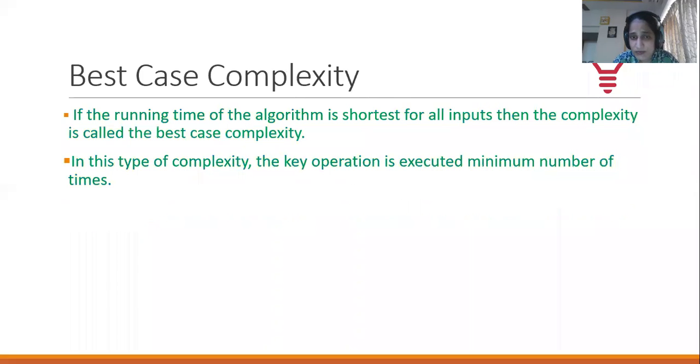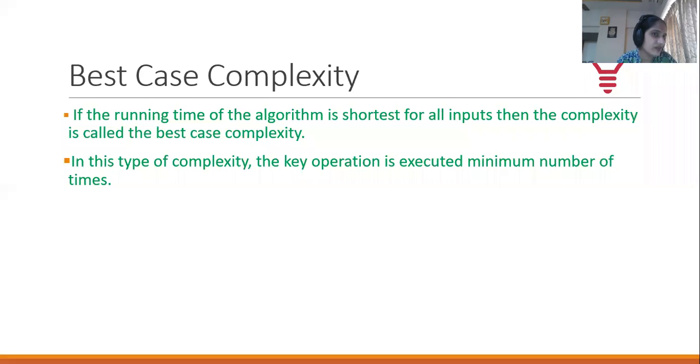Now, best case complexity: if the running time of the algorithm is shortest for all inputs, then the complexity is called the best case. Okay, which means even if you have an array of 20 elements or 2000 elements, it is taking a small amount of time. Okay, so let's say for 20 elements it takes 1 second, and for 2000 elements it takes 1.5 seconds.